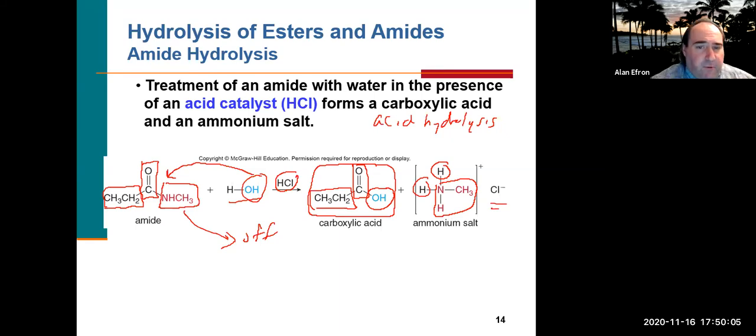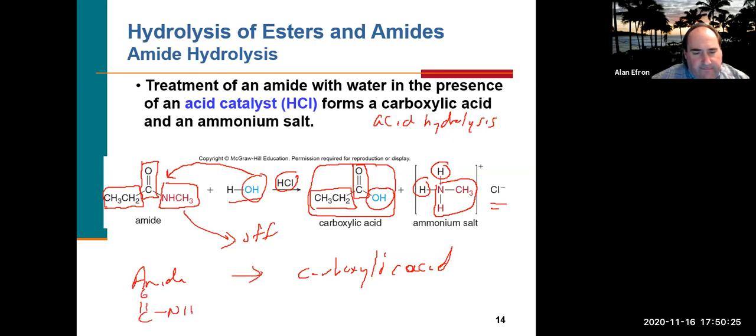So the process there of doing an acid hydrolysis of an amide is you start with an amide and you basically get back a carboxylic acid in this part. So basically you go from this guy to this guy.